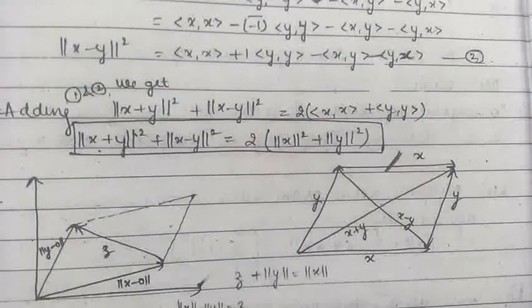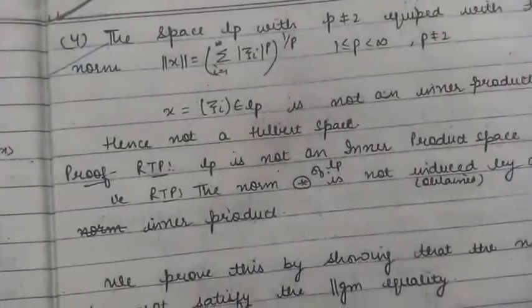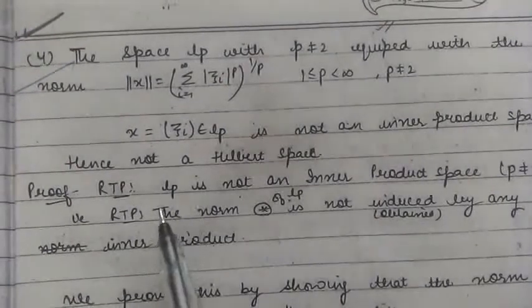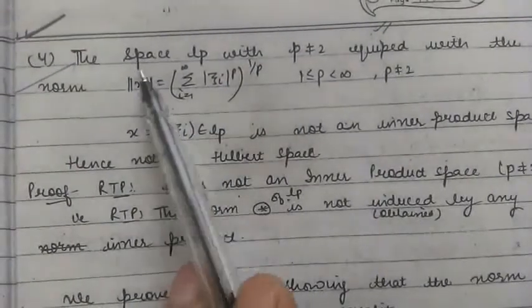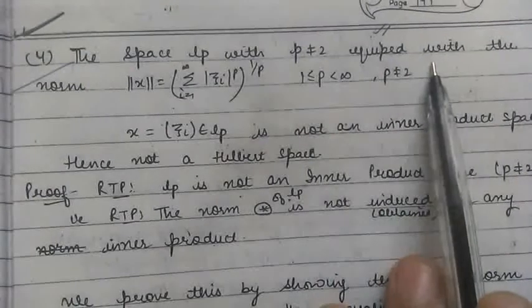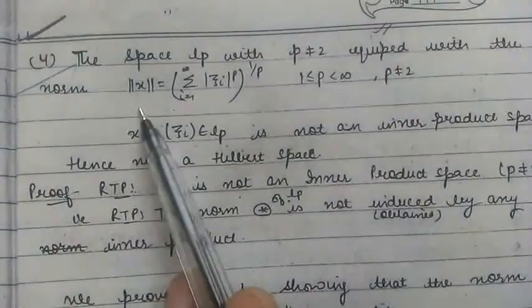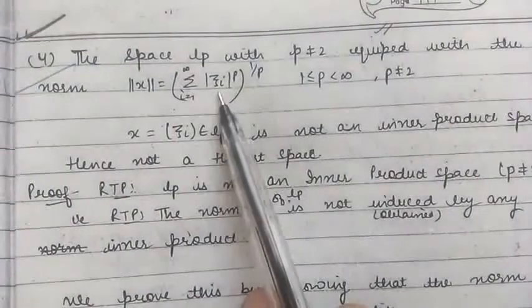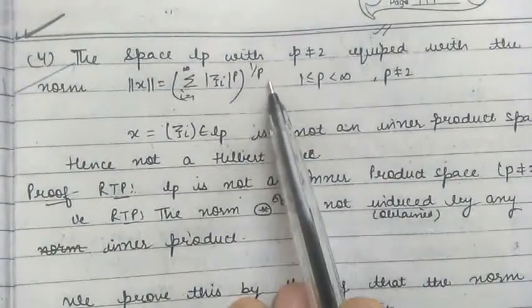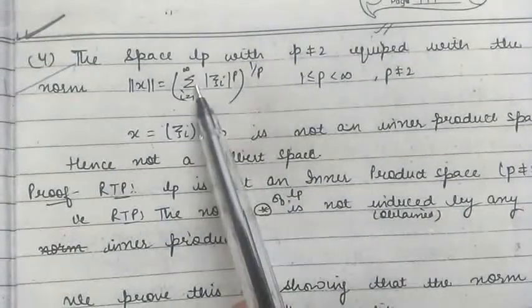And such norms exist. Let us see the examples. The first example of a space which is not an inner product space is the LP space. The space LP with p not equal to 2, equipped with the norm: norm of x is equal to (summation of |xi| raised to the power p) whole raised to the power 1 by p. This is the norm in LP spaces.